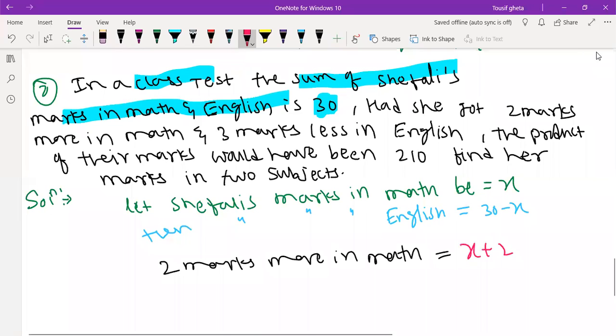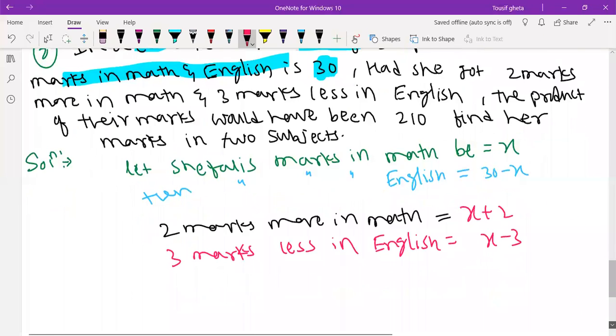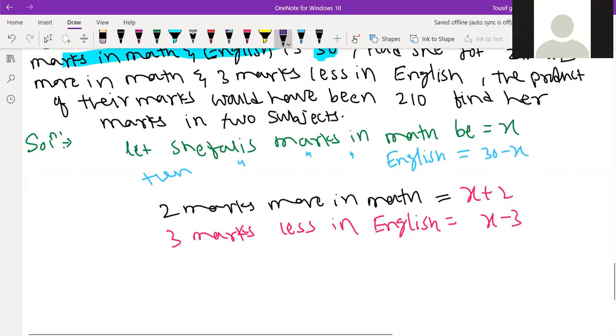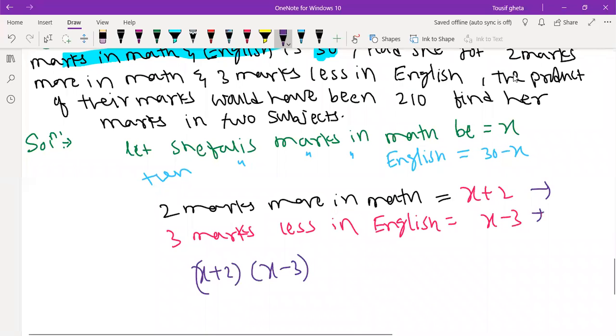Then they told 3 marks less in English. 3 marks less in English means it will become x minus 3. Correct now? It will become x minus 3. Now the product of their marks would have been 210. This is both the marks product. Maths marks is x plus 2, English marks is x minus 3. Total would have been 210.